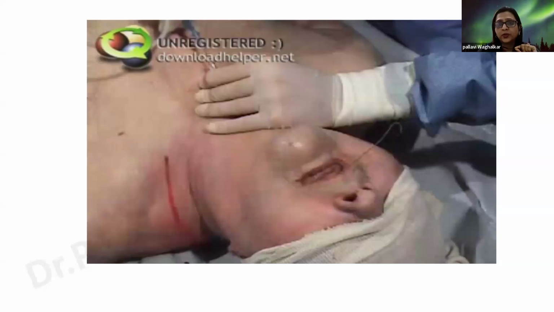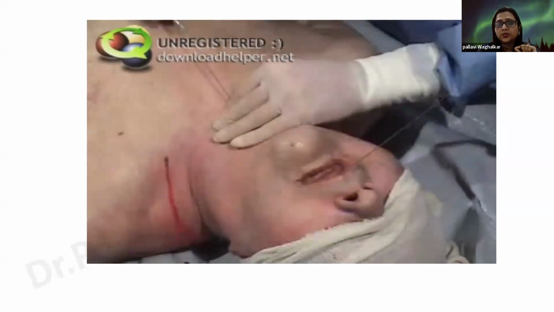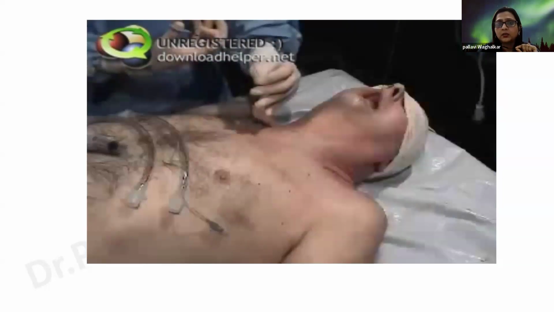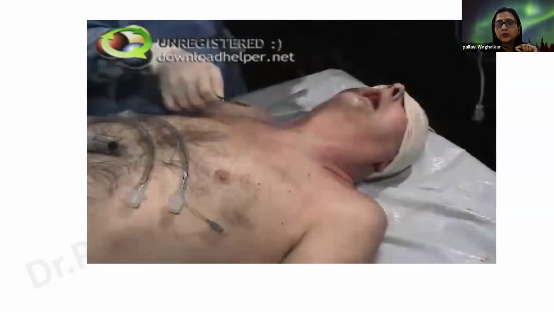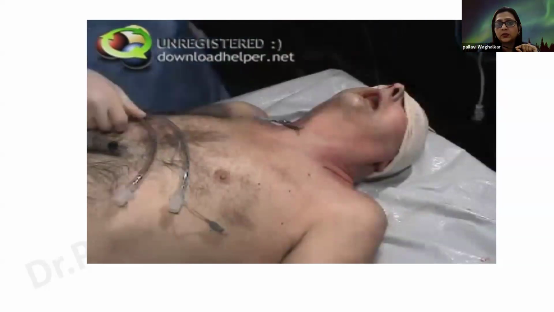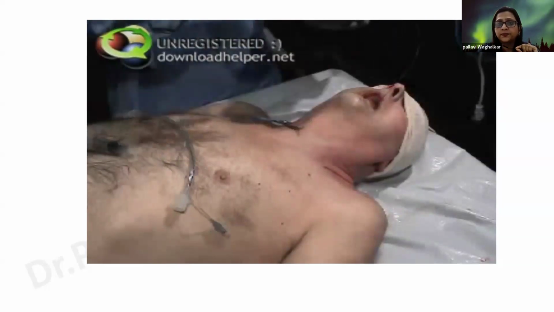There's a guide wire coming out through the mouth, which is inserted in a retrograde way. The tube is railroaded.